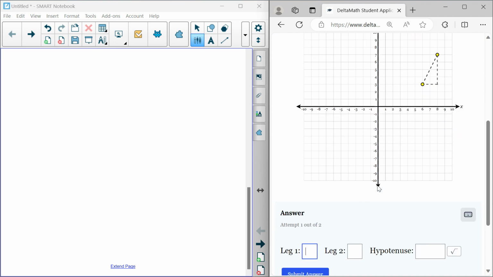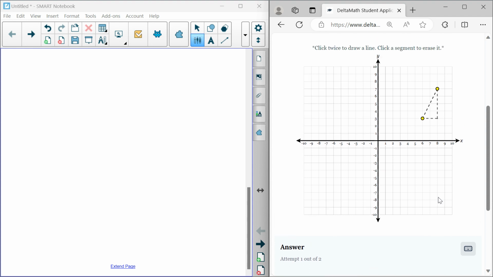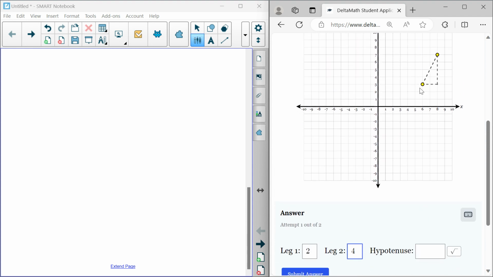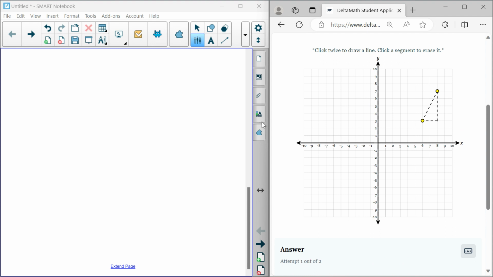We're going to tell how long the leg is. One of the legs, doesn't matter which one, is 2 long. The other leg is 4 long. We're now asked to calculate the length of the hypotenuse, the diagonal length here. As a reminder, don't forget about your Pythagorean theorem. A squared plus b squared equals c squared.